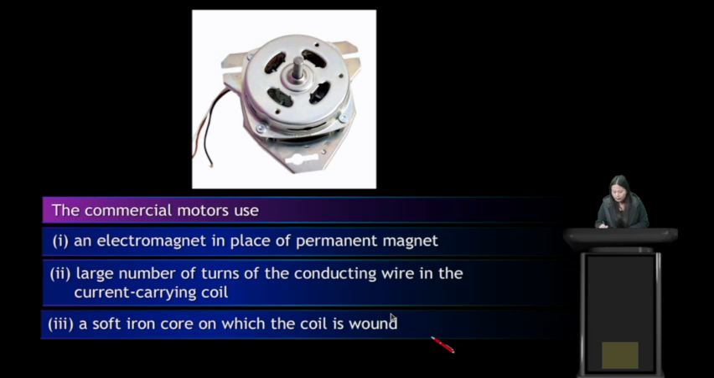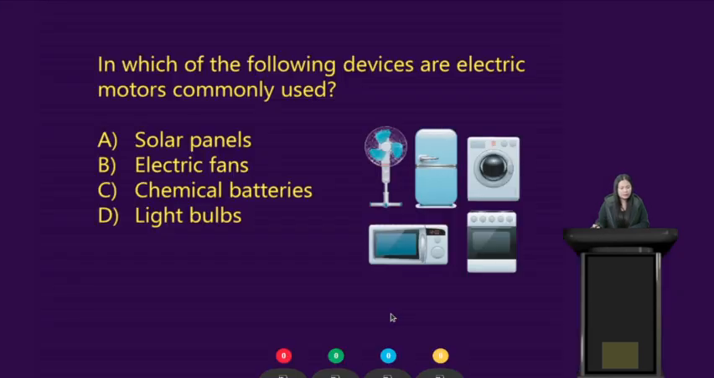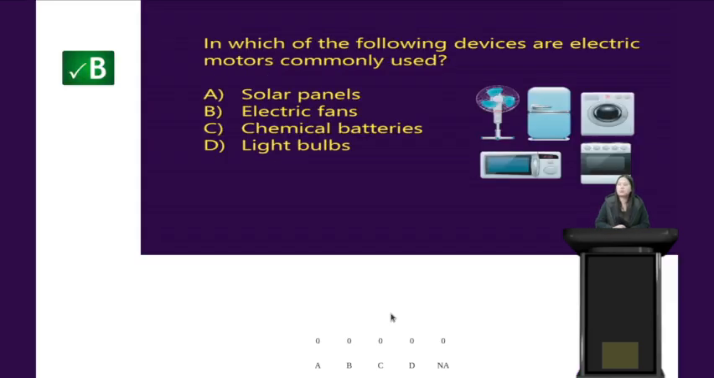Alright students, we have another question. Please get your rough devices ready and respond to this question. In which of the following devices are electric motors commonly used? I'm giving you 15 seconds. Your time starts now. Solar panels, electric fans, chemical batteries, light bulbs. Alright students, your time is up, and yes, very good. The correct answer is option B, that is electric fans.